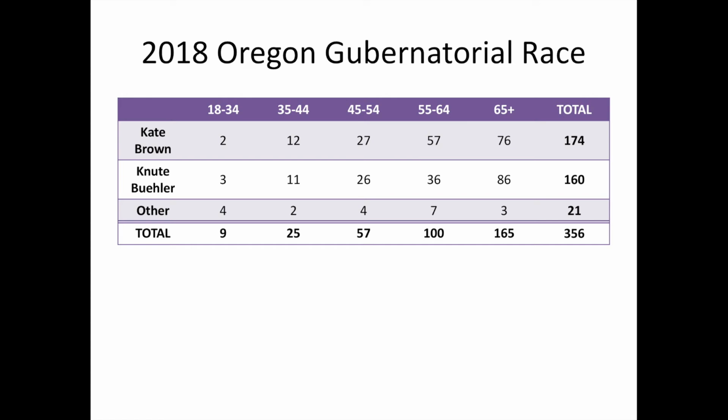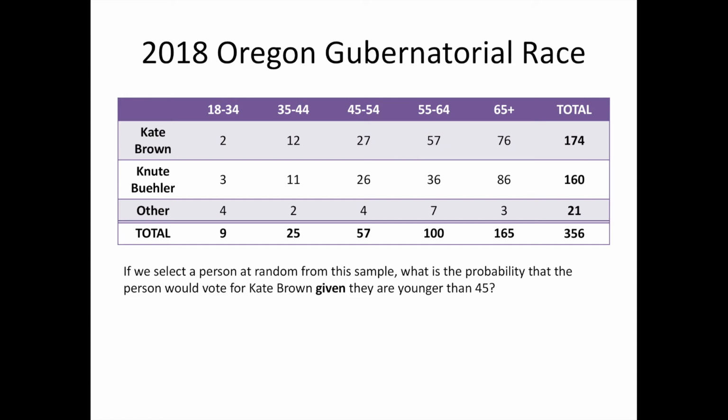Now, given that I have a two-way table or contingency table, I can ask some conditional probability questions. First, if we select a person at random from the sample, what is the probability that the person would vote for Kate Brown given they are younger than 45? All right, pause the video for a moment and see if you can answer that using the approach we covered with the defective parts example.